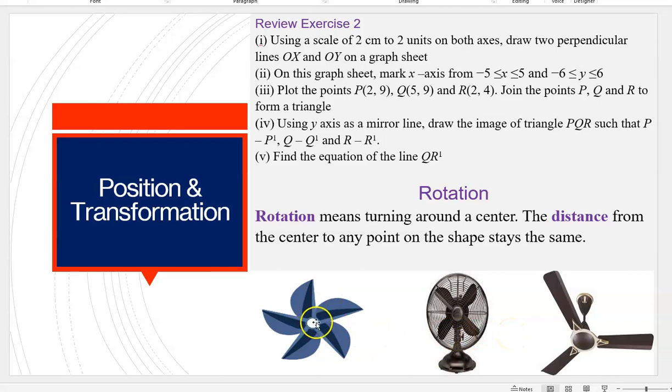You see, we have a center point here. There's a fan, we have a center point, and that is also a ceiling fan, and we also have a center point. So this is an example of rotation in our daily life. These are some of the few examples I can give. You can think of many examples.